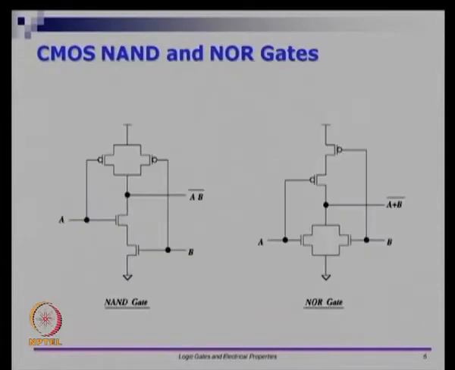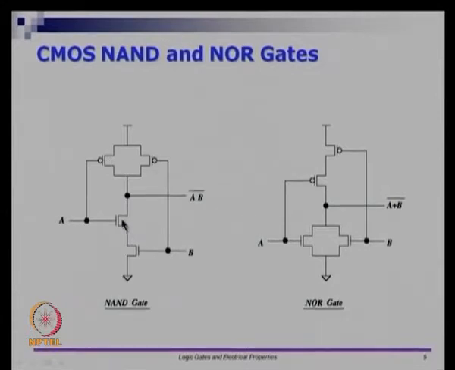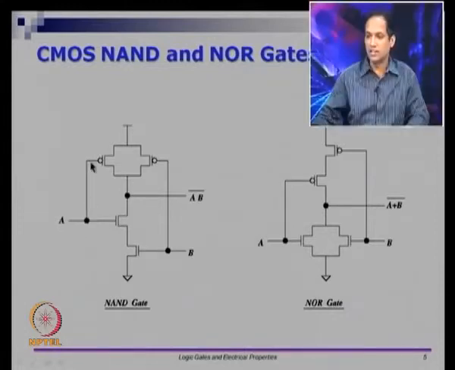Now, let us look at how to make more complex gates, NAND and NOR gates. If you want to realize a NAND gate, you have to take two PMOS transistors and connect them in parallel, and take two NMOS transistors and connect them in series. You take one of the inputs, A, and connect it to one of the PMOS and one of the NMOS devices, and similarly take B and connect it to the other set of transistors.